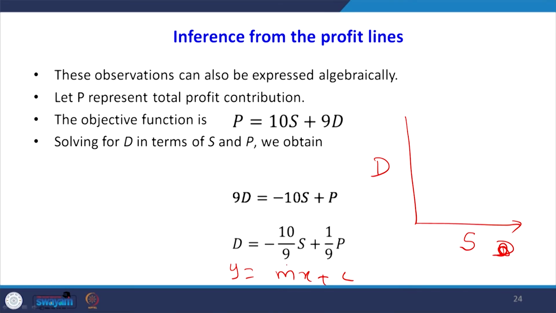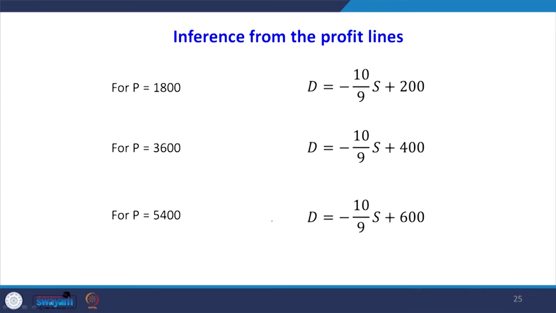If I write in this form, I can find out the slope of that objective function. What is that? The slope is minus 10 by 9. So, when P equals 1800, when you substitute the previous values, you will be getting minus 10 by 9 S plus 200. When you increase P to $3,600, again these are the equations.